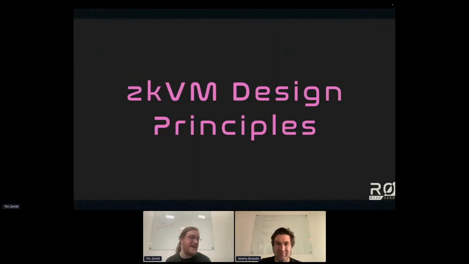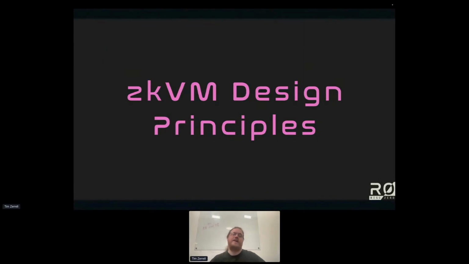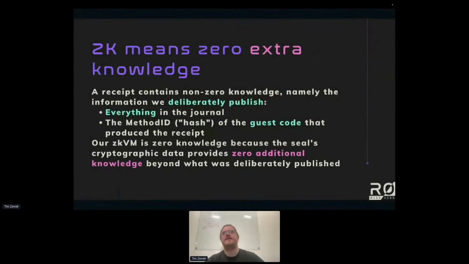What are some design principles you want to take into account when we're writing code for a zkVM? So first of all, I want to mention that zero knowledge means zero extra knowledge. If you just don't commit anything to the journal, for example, and just hand someone the receipt, all they're going to know is that I am holding a cryptographic proof that some code, I mean, they know the hash, but that's not very helpful. They know that some code was run. That's sort of it. That's not super useful.